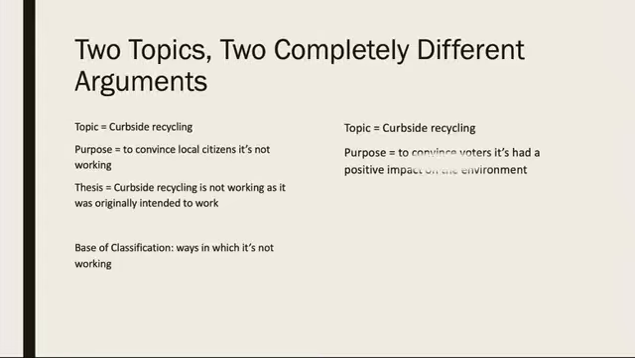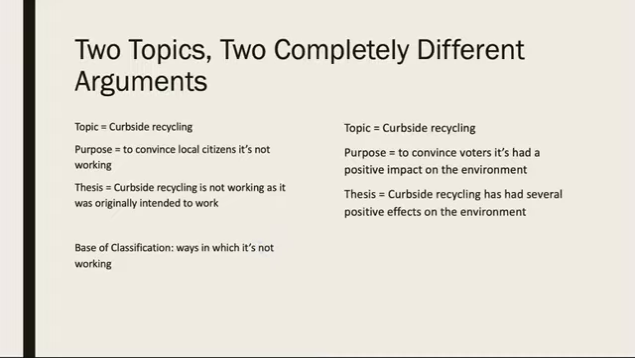So let's check this out. For curbside recycling, let's say the purpose is to convince voters it's had a positive impact on the environment. So the thesis would be curbside recycling has had several positive effects on the environment. And thus the base of classification would be what? What is the thing that they're arguing that curbside recycling is?